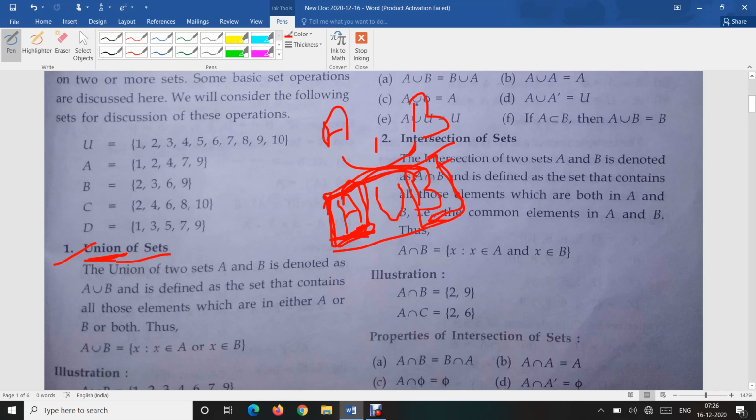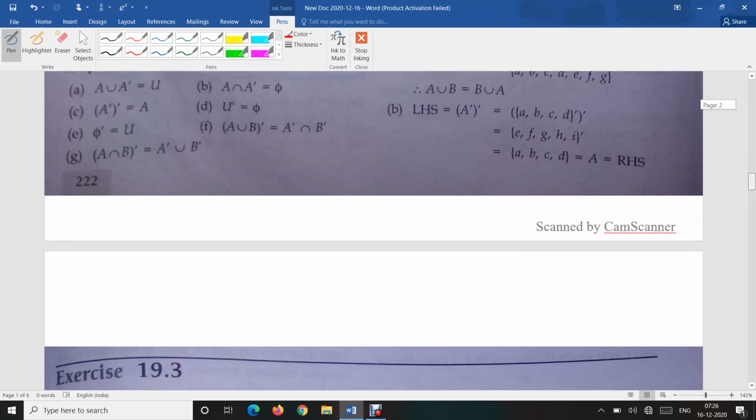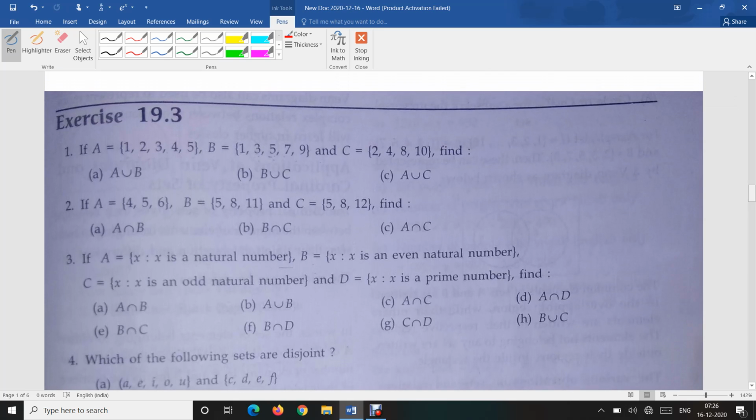So let us do a question based on that concept, by which you will clearly understand the concept. Here you can see your exercise 19.3, question number 1. You have set A which is 1, 2, 3, 4, 5, and set B which has elements 1, 3, 5, 7, 9, and set C which has elements 2, 4, 8, 10, and you have to find A union B.